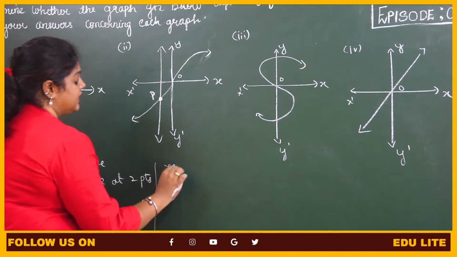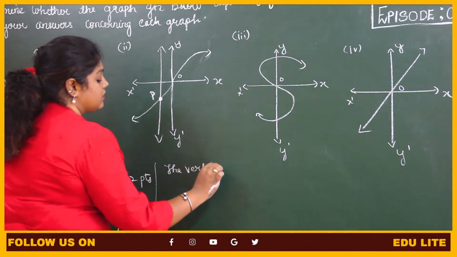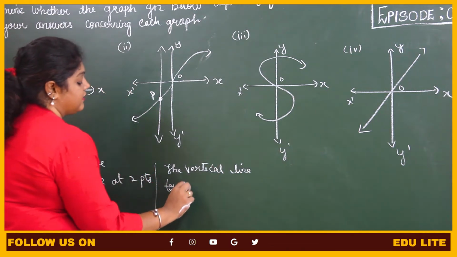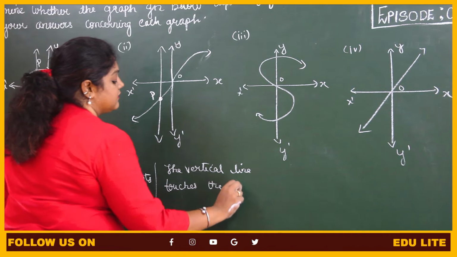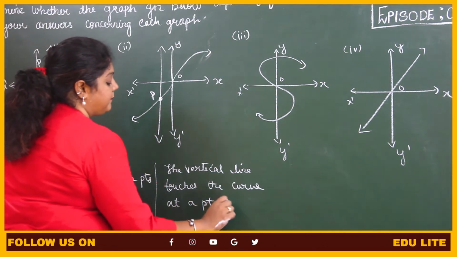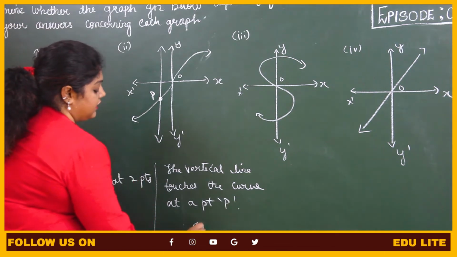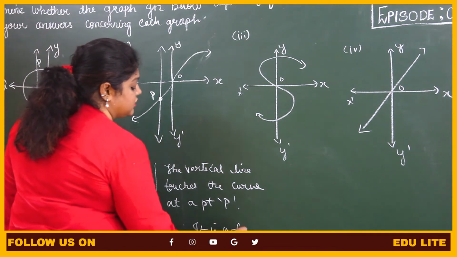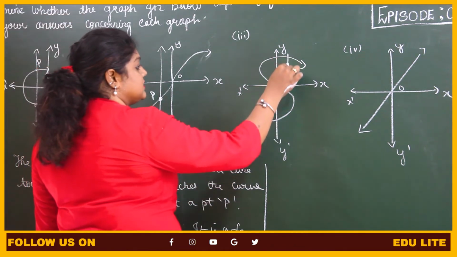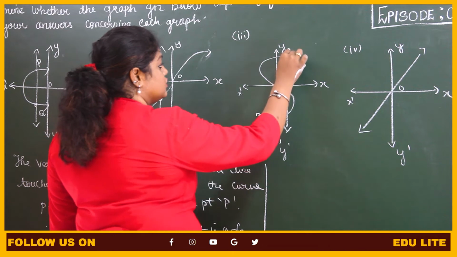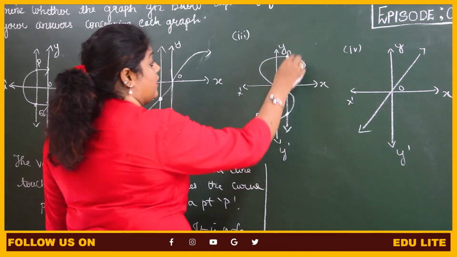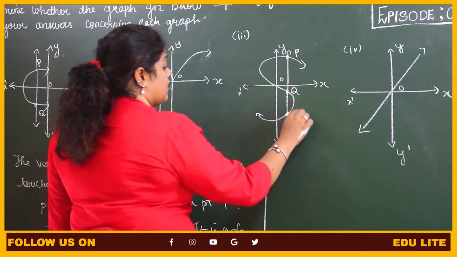The vertical line touches the curve at a point P. Therefore, it is a function. And in the third option, we will draw the vertical line towards the right. If I do so, it touches more than 1 point. It touches at 3 points, P, Q, R.